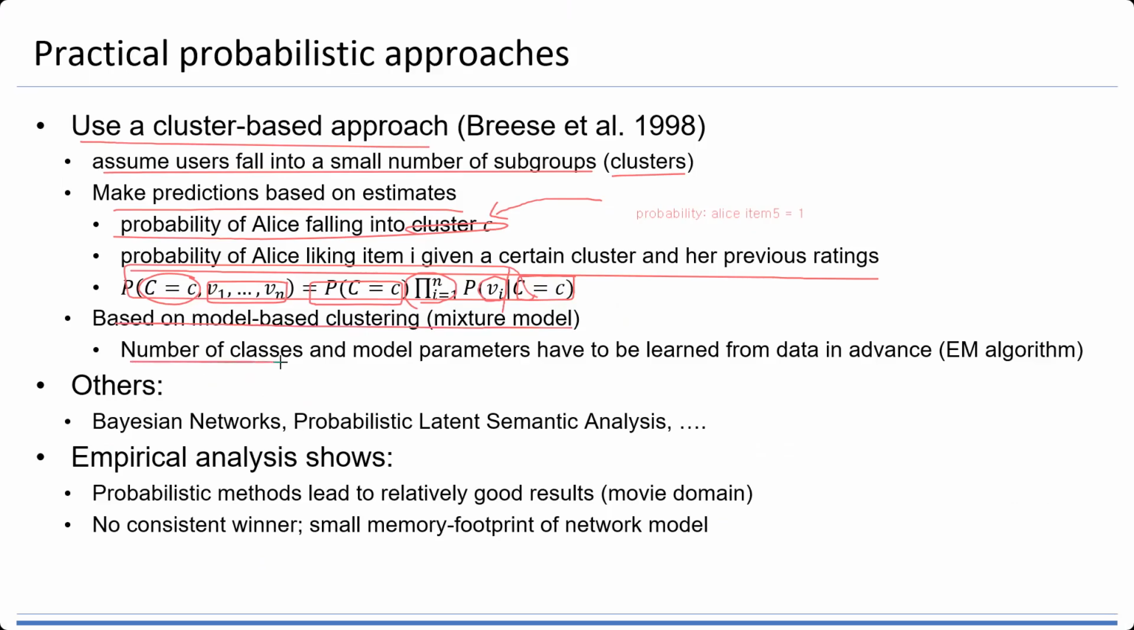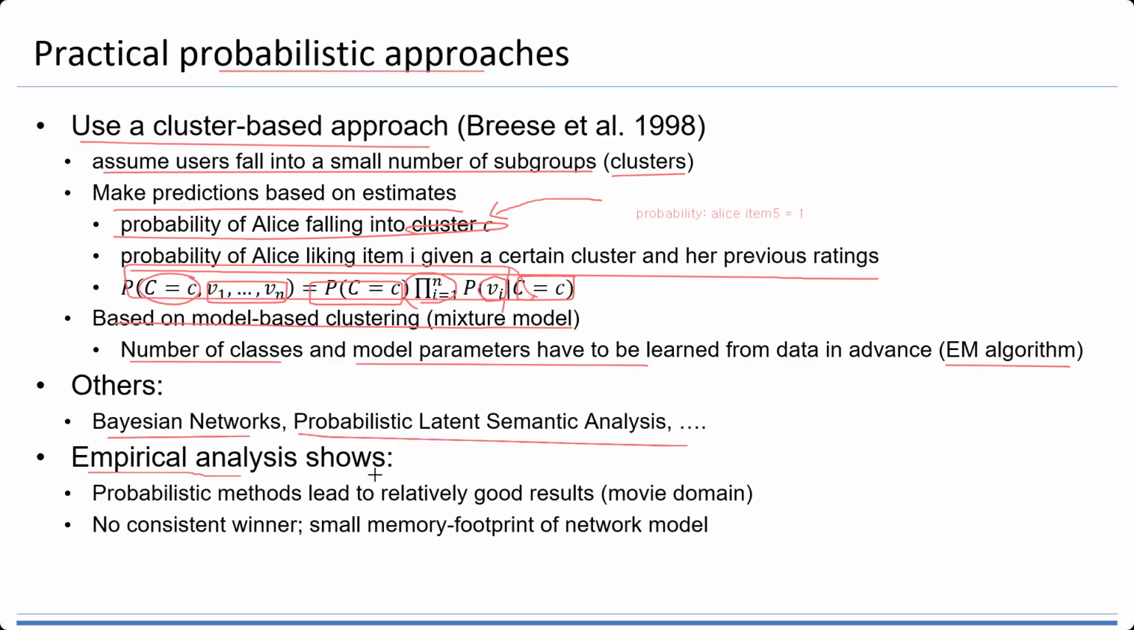I will not discuss it in detail. If you want to learn more, we need to understand how we can define the classes: how many classes we have and how many parameters we need to learn. Some algorithms, for example the EM algorithm, are good for this clustering. For other probabilistic approaches, we can use Bayesian networks. What we already did in the previous example is Bayes theorem. We can use the Bayesian network, or we can use probabilistic latent semantic analysis.